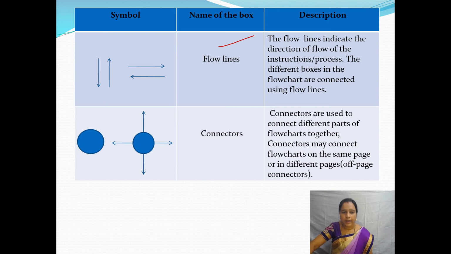So this is the connector symbol. Connectors are used to connect different parts of the flowcharts together. Connectors may connect flowcharts on the same page or on a different page. If it is the end of the page, then we should draw this connector and we will go to the next new page. So these connectors are useful to connect the different parts of the flowcharts together.